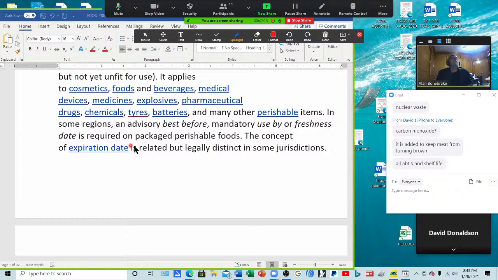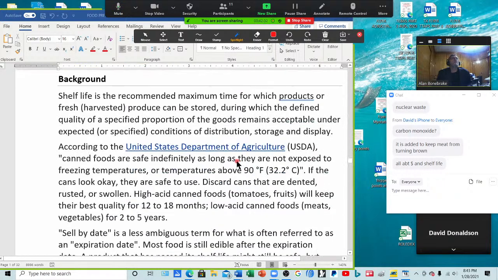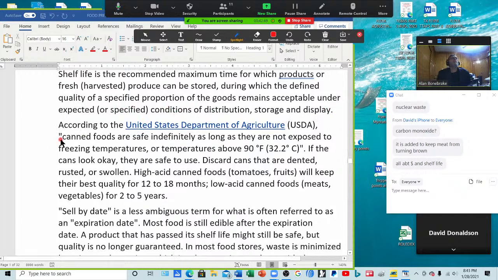This concept of expiration date is related but legally distinct in some jurisdictions. Shelf life is the recommended maximum time for which products or fresh harvested produce can be stored, during which the defined quality of a specified proportion of the goods remains acceptable under expected or specified conditions of distribution, storage, and display.